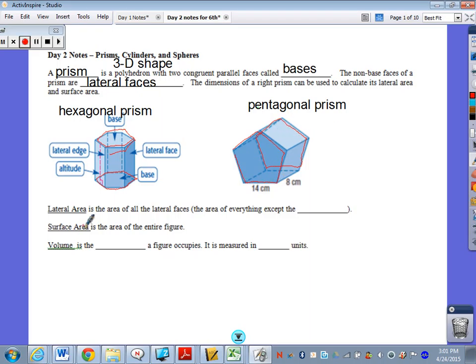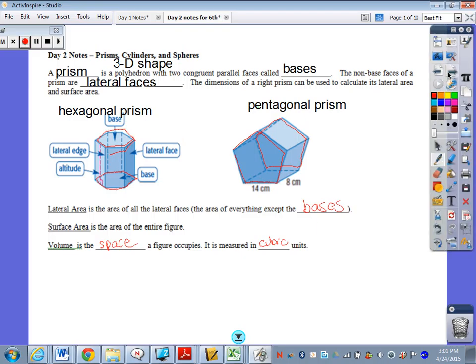So the lateral area is the area of the lateral faces. The lateral faces are the rectangles that connect the two bases. So it's the area of everything except the bases. And then the surface area, we'll find the area of all the sides of the figure and add them together. And then volume is the space a figure occupies, and it's measured in cubic units.